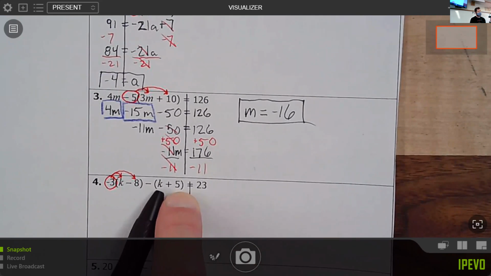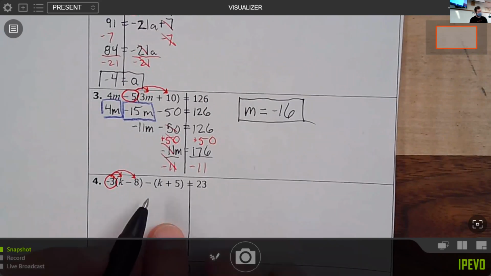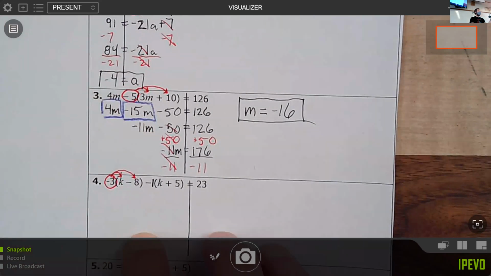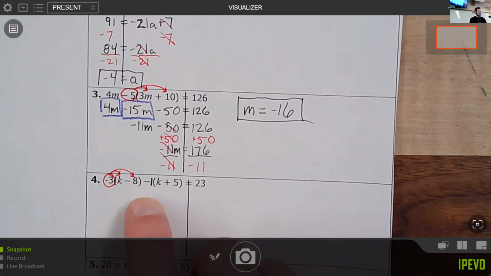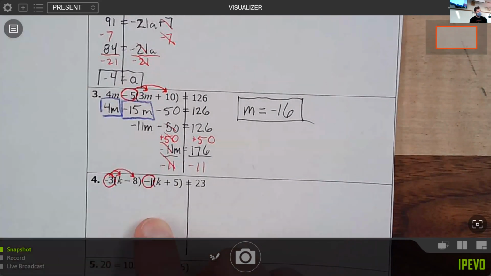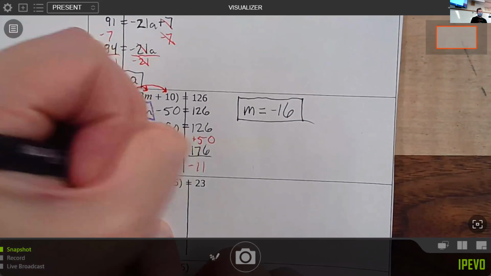A negative 1. Anytime you have a minus, and I've said this a few times, and I'm going to keep saying it, anytime you have a minus right up against a set of parentheses, that is the same as having a negative 1. So I'm going to actually put a 1 in between the minus and the set of parentheses to remind myself, hey, that's not just a minus, that's a negative 1. So into the second set of parentheses, I am distributing a negative 1. So negative 1 times k, negative 1 times 5.